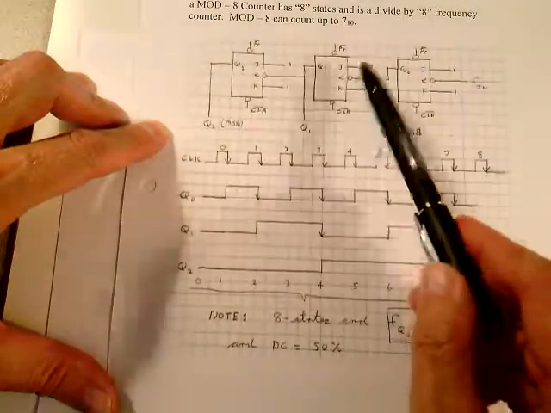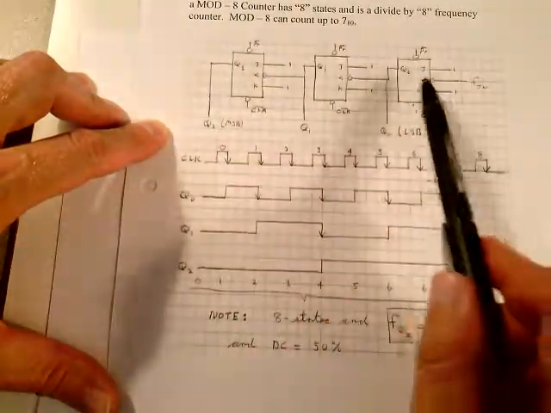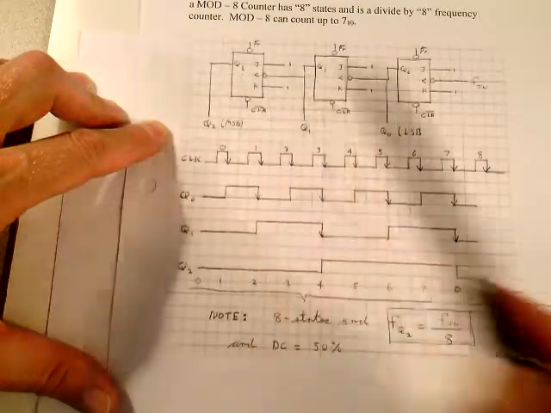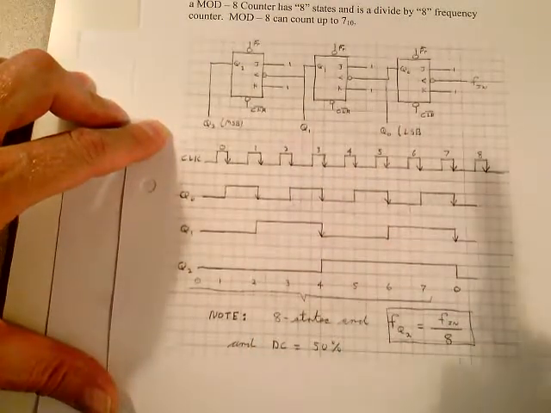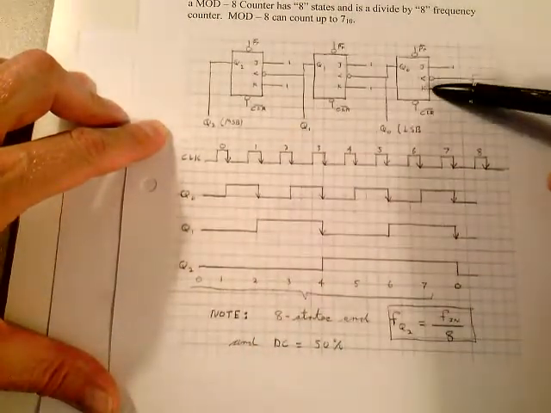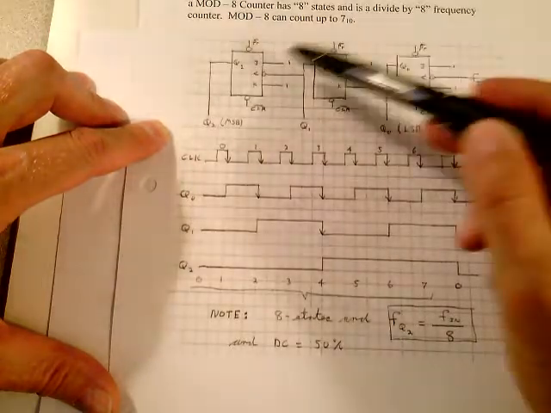Because this divides by 2, this divides by 2, and this divides by 2. I'm connecting these JK flip-flops as toggle flip-flops. How would I do that? J's a 1, K's a 1. J's a 1 and K's a 1. I'm just tying them to 1.